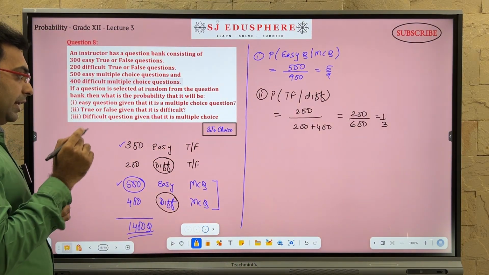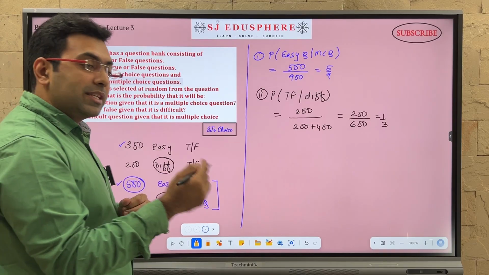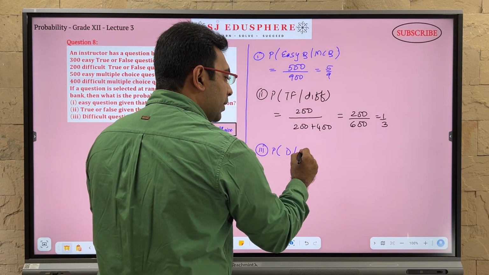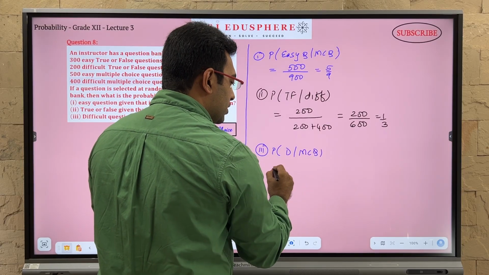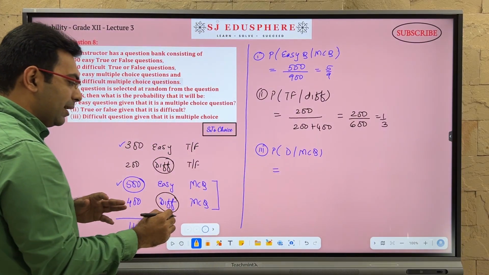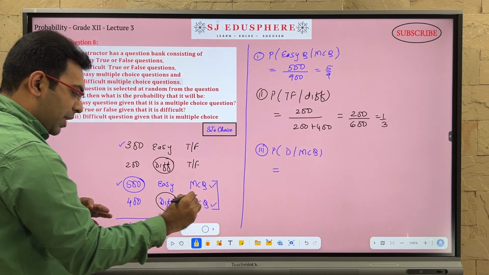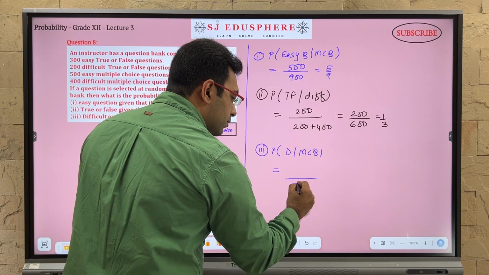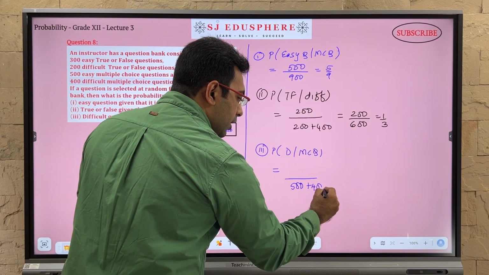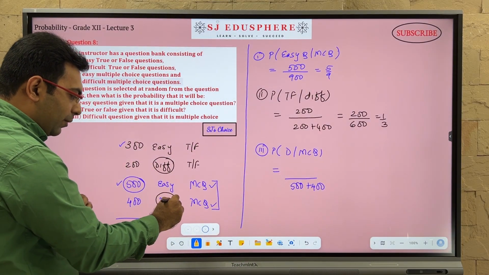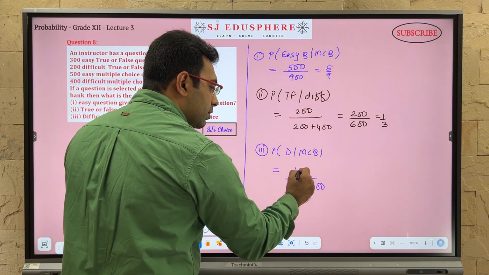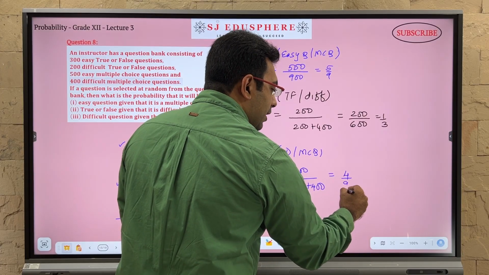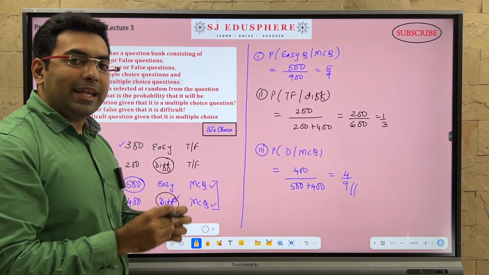Last part, difficult question given it was MCQ. Difficult question given it was MCQ. Pause. How many MCQs are there? This part, MCQs are 500 and 400. In that, how many are the difficult ones? 400. So my answer over here is 400 by 900, that is 4 by 9.